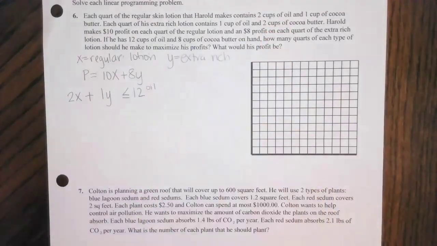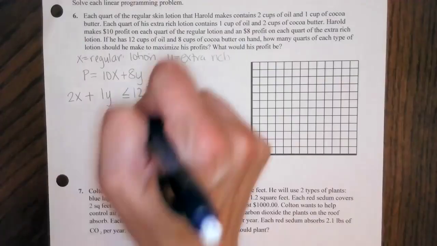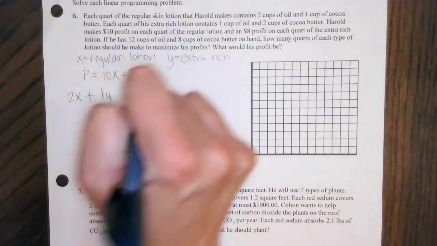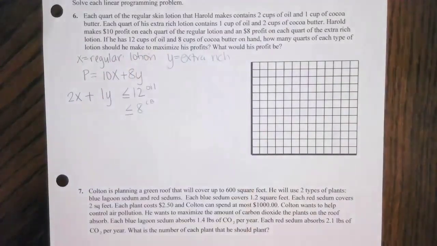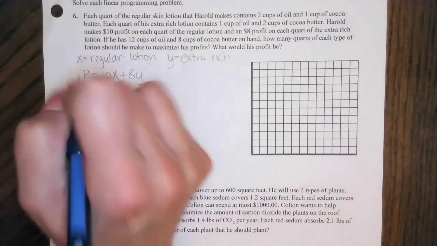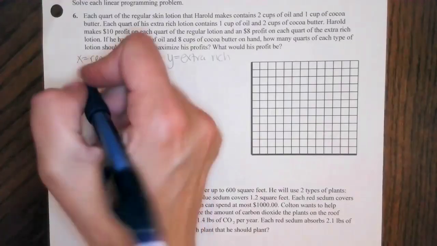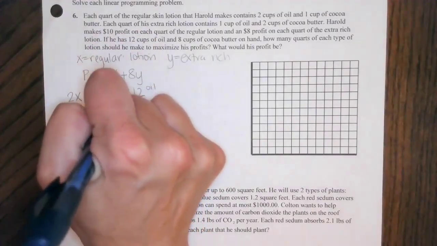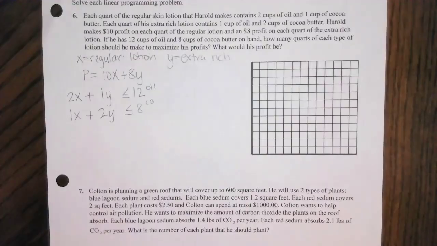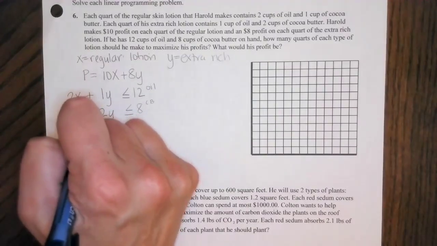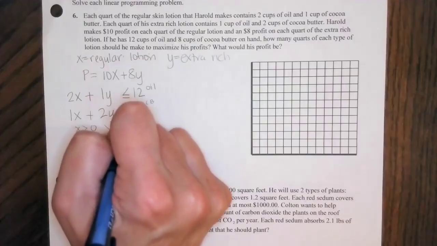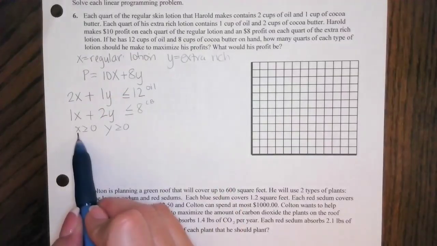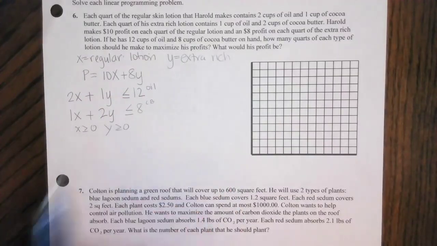Now there's a restraint or constraint on the 8 cups of cocoa butter. So now we need one for the cocoa butter. And so our regular lotion takes 1. So 1 times my regular lotion plus 2 times my extra rich lotion. Like all products, we can't have negative lotion. So we do need our regular lotion to be above 0 and our extra rich to be above 0. So we've got our constraints now.